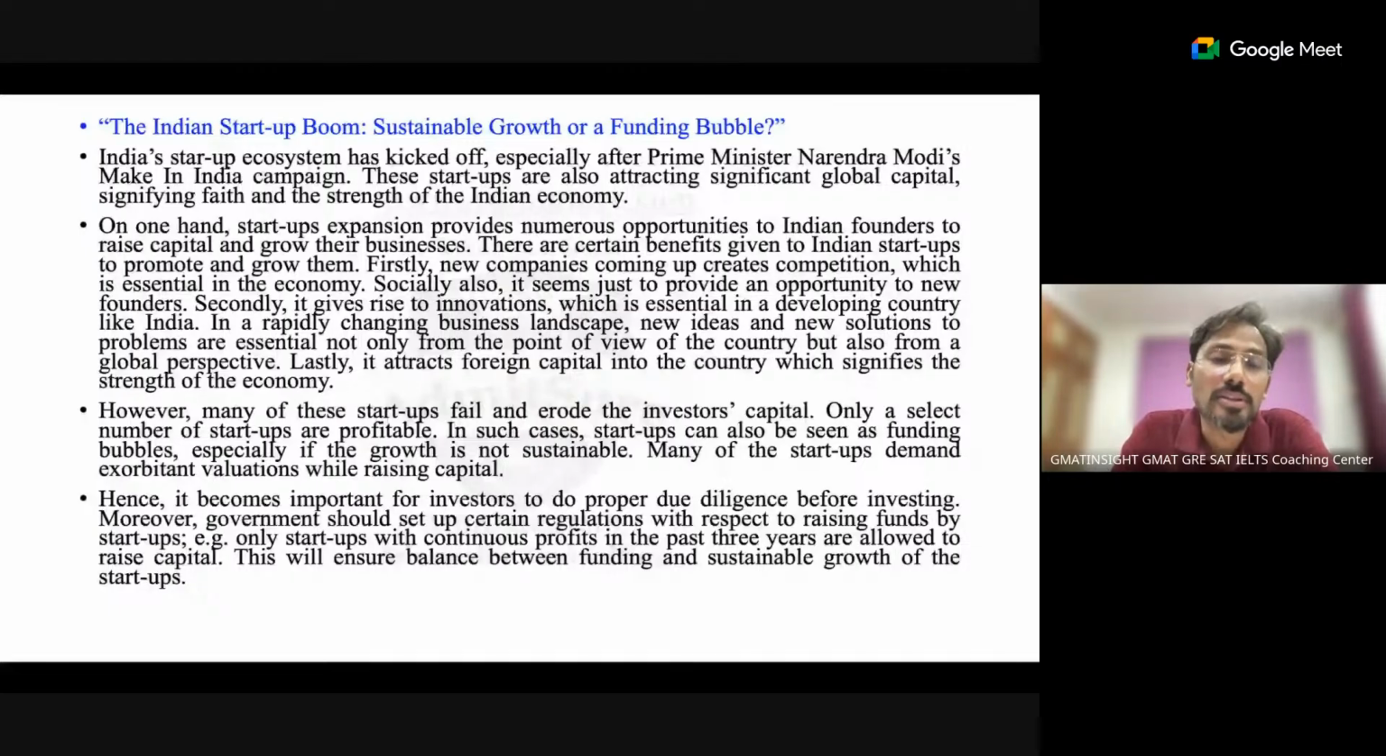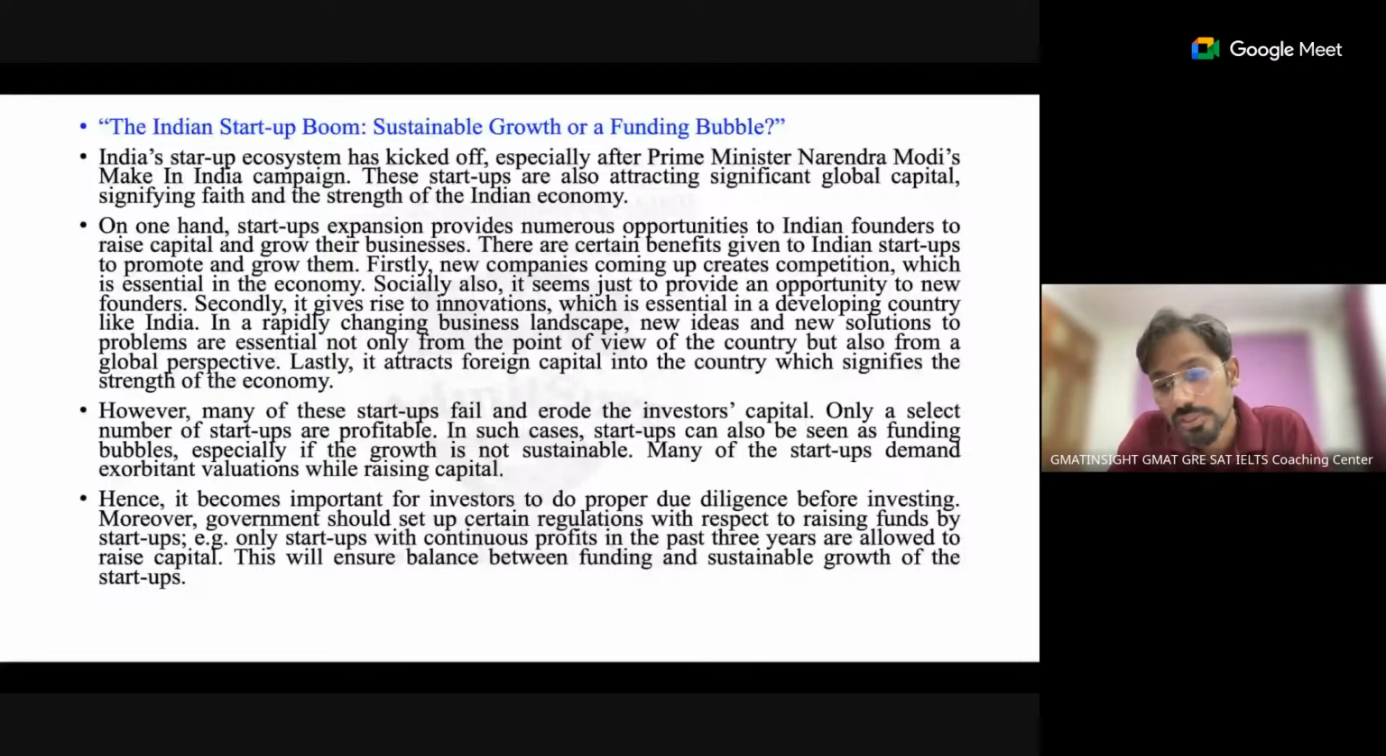Not because the idea is bad. Probably the ideas are good. So that aspect I feel here is slightly missing. Hence, it becomes important for the investors to do proper due diligence before investing. Now, who are we suggesting? Because the investors are private equity investors and they have done every due diligence. They have different kinds of rationales to invest in different kinds of businesses.